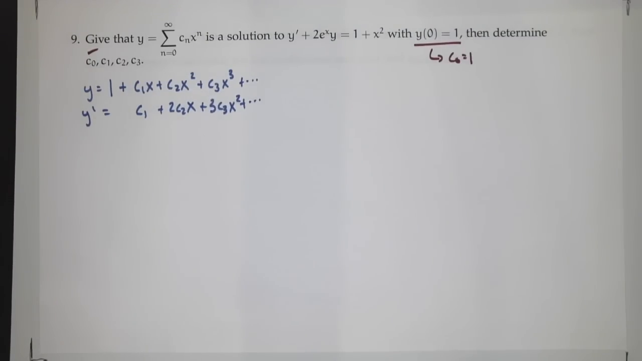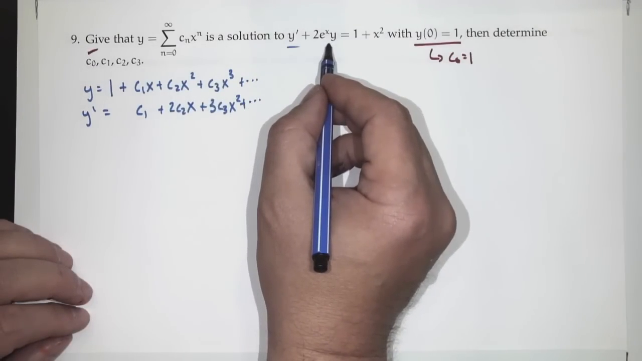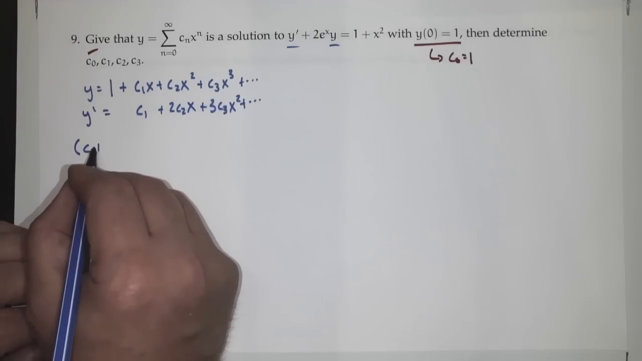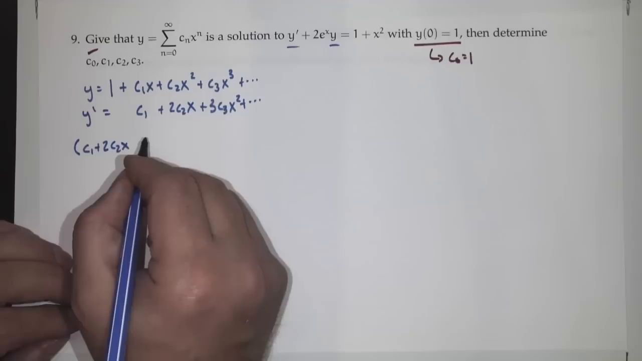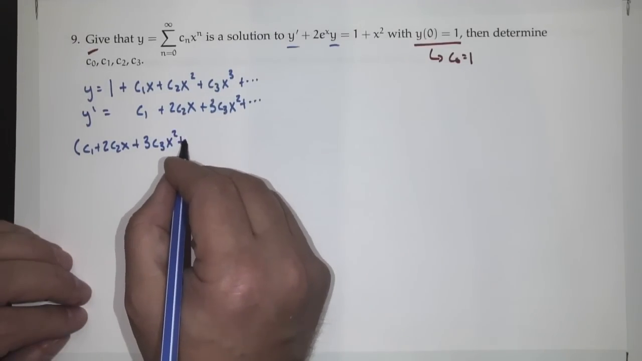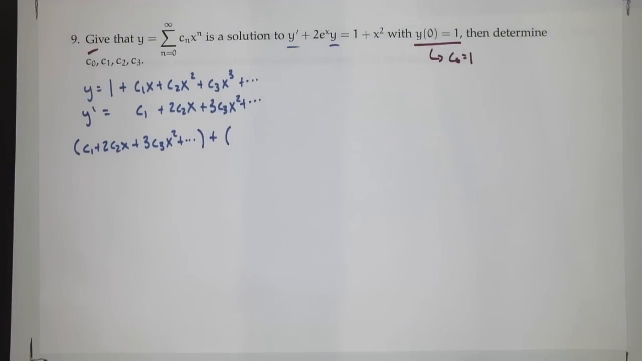So we now have the following. We're going to plug these pieces into y prime and into y. And so we have y prime, that's our C1 plus 2C2x plus 3C3x squared, other stuff, plus, now we have 2e to the x. How do we handle 2e to the x? Well, the thing is, everything needs to be polynomial. It's one of the big punchlines of Calc 2. The end of Calc 2 says everything's a polynomial.